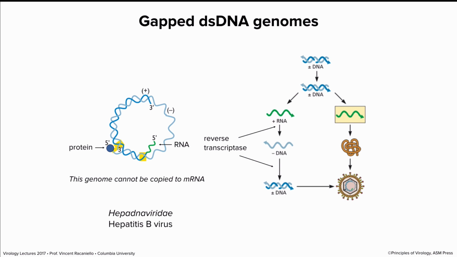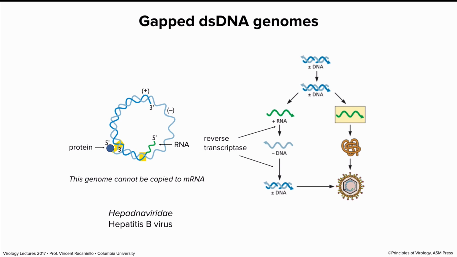Hepatitis B virus is an example of that. It's a human virus that causes liver infection and liver cancer. Hundreds of millions of people on the planet are infected with this virus and will develop lethal liver cancer. The family name is Hepadnaviridae. The genome of this virus is a gapped double-stranded DNA molecule. So it's partially double-stranded DNA.